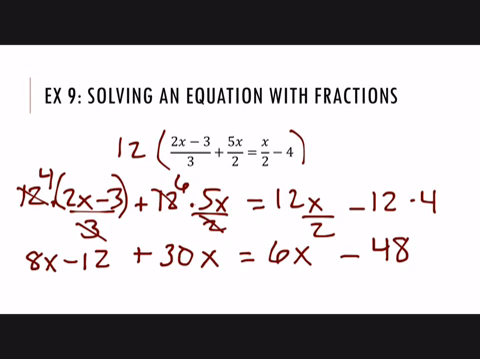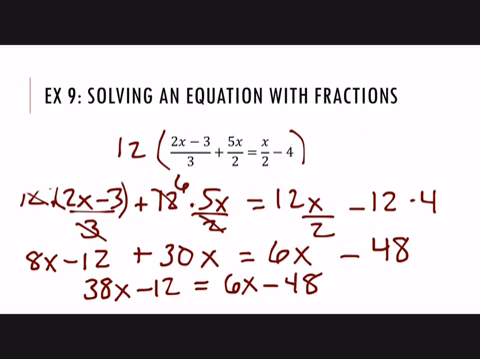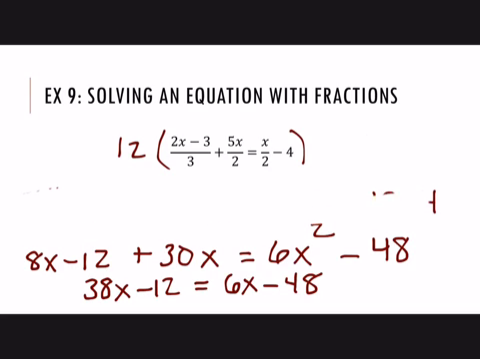And then from there you would just treat this like the other equation examples that we've done. So I would start by combining like terms on the left. So 38x minus 12 equals 6x minus 48.